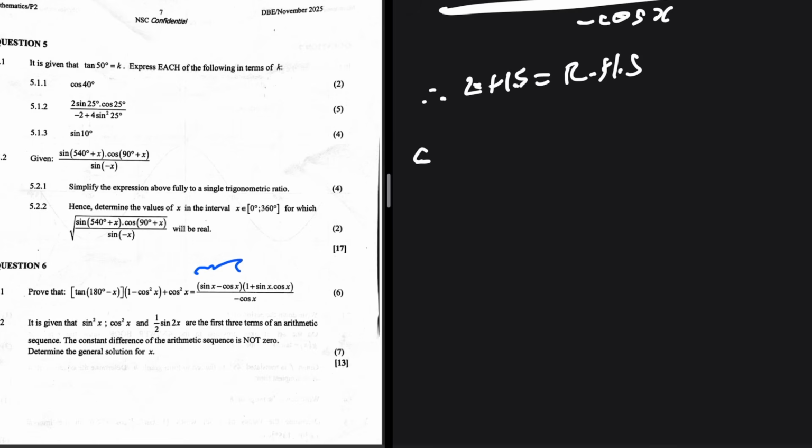Let's move on to 6.2. 6.2 says it is given that sine squared x and cos squared x and 1 over 2 sine 2x are the first 3 terms of an arithmetic sequence.